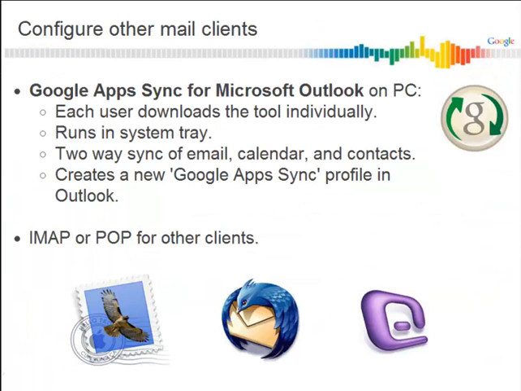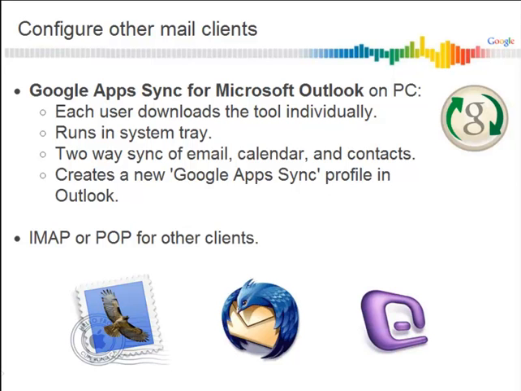Although we recommend using Gmail in the browser for the best email experience, we fully support a variety of other email clients. If your employees would prefer to use Microsoft Outlook on Windows PCs, we suggest running our Google Apps Sync for Microsoft Outlook tool on each computer you'd like to sync. Google Apps Sync will synchronize email, calendar, and contacts in a two-way push system. Your data is constantly kept up to date between the server and your Outlook profile. The tool runs in the system tray and maintains the sync behind the scenes.